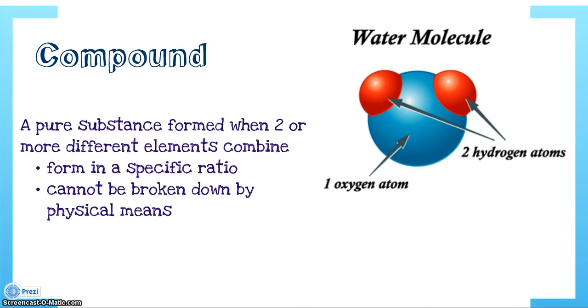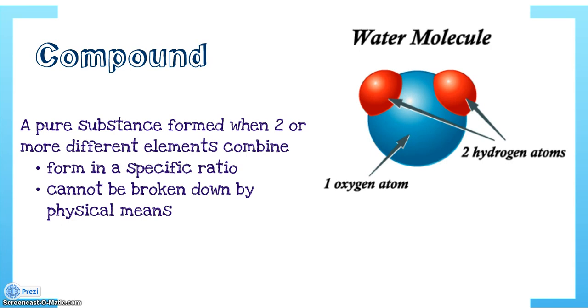Now we're moving on to something even bigger. That's called a compound. A compound is a pure substance when 2 or more different elements combine together. For example, you see the water molecule. It has 2 hydrogen atoms, which are red, and 1 blue oxygen. That makes H2O, or water.